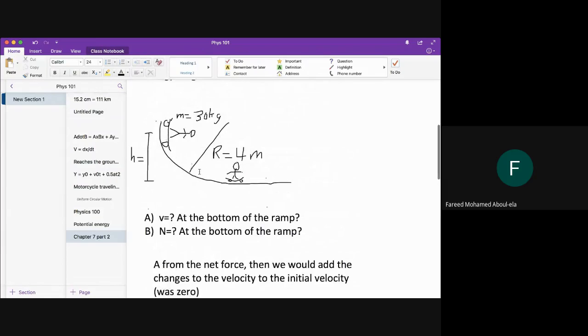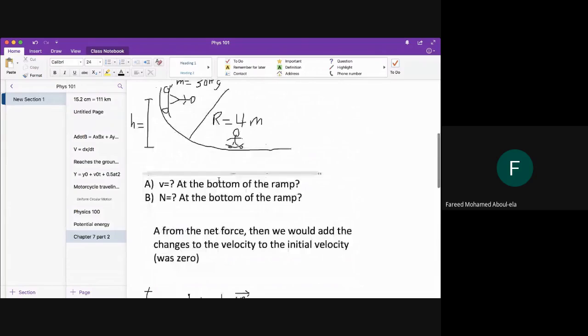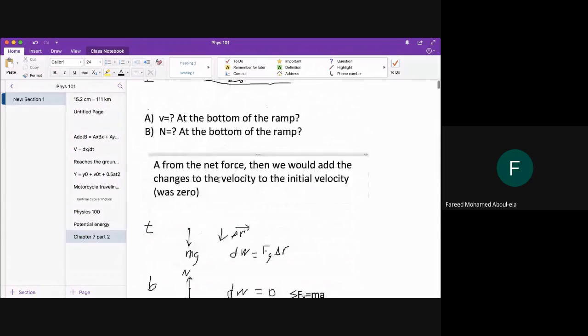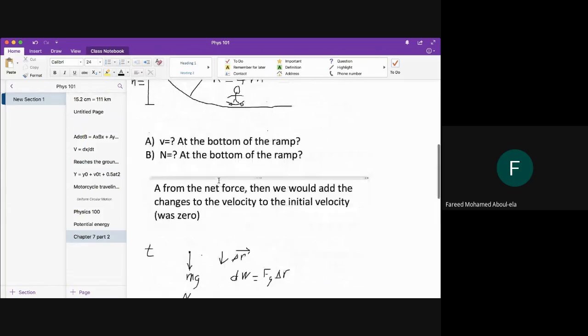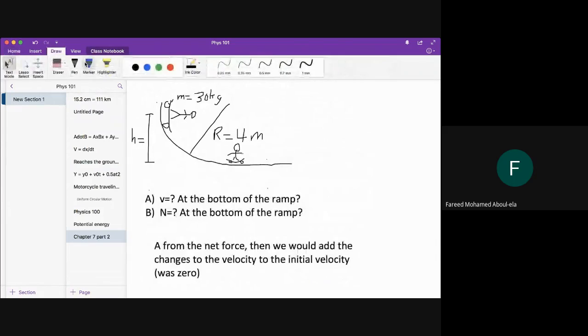So we are going in a circle, okay? So we have two kinds of acceleration. One, radial acceleration. Radial acceleration points up. And two, tangential acceleration.